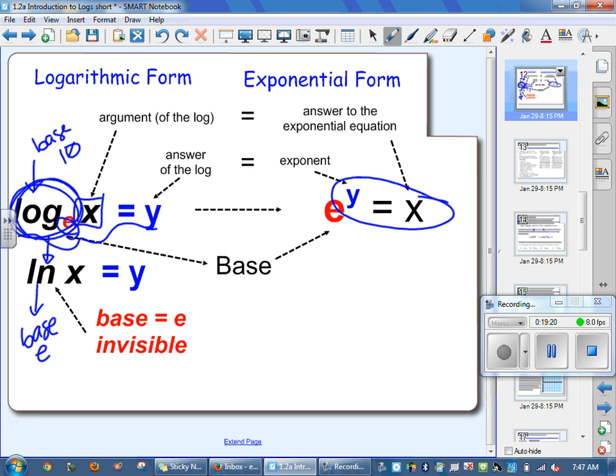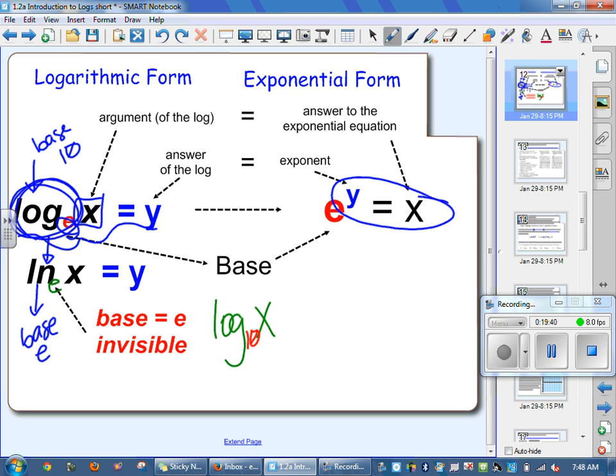Just like when you write the word log down, I wrote log x, log has an invisible base 10. So log is base 10 and ln is base e. Do we have to write their bases? No, we don't. They are always assumed to be what we know as the two inverses. Okay, let's take a look at the next section.